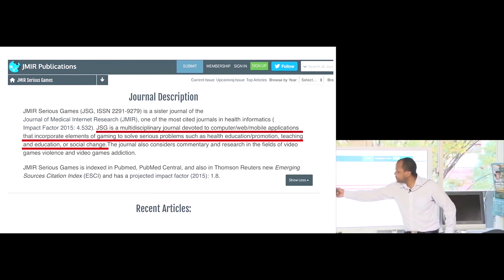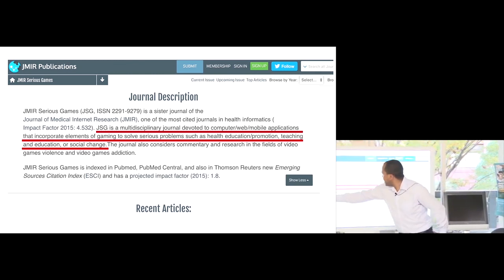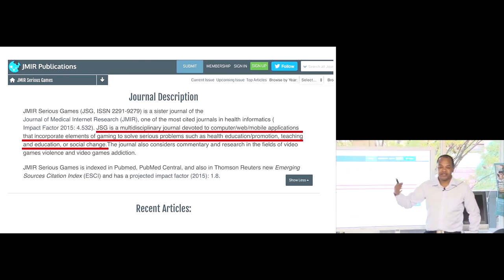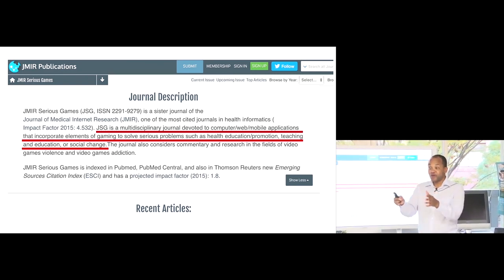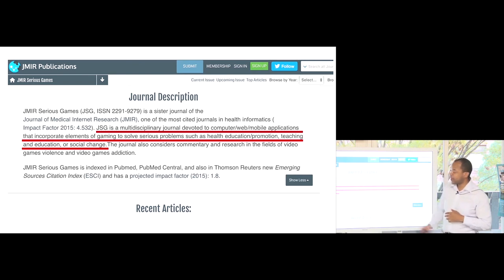It's a Journal of Serious Games. It's a multidisciplinary journal devoted to computer, web, and mobile applications that incorporate elements of gaming. But what I want to underline here is that it's multidisciplinary. I think in the area of serious games, you cannot do it by yourself. I don't think it's possible for anyone to do it by themselves. You need a very elaborate team of experts: psychologists, statisticians, experts in game design, in project management. Many, many components are needed to come together in a multidisciplinary fashion.